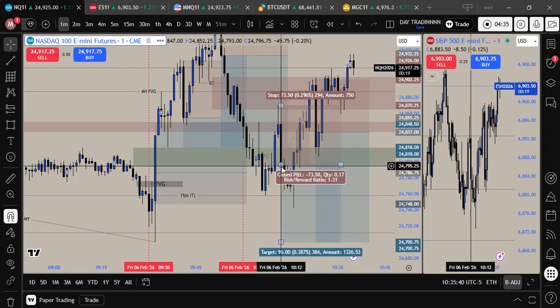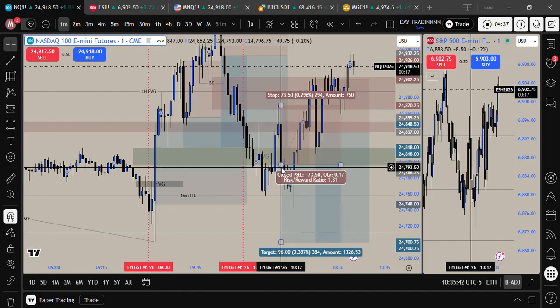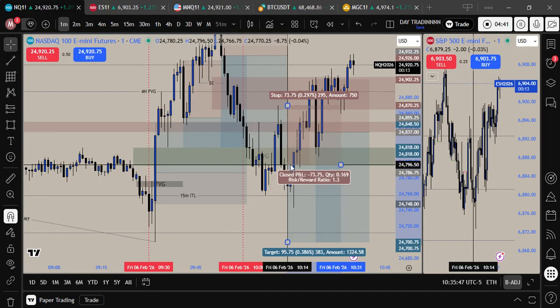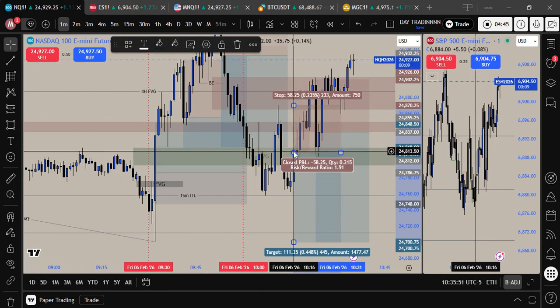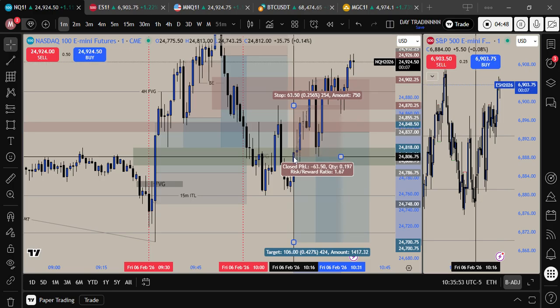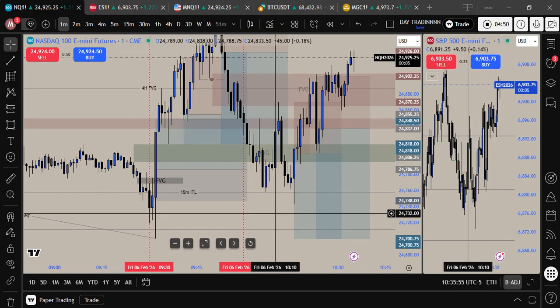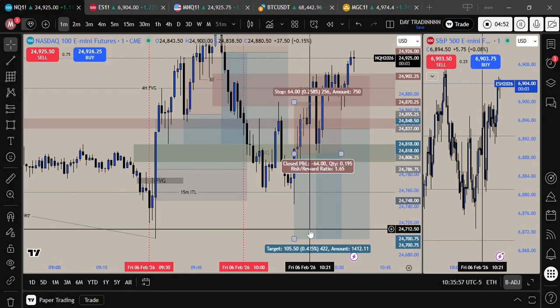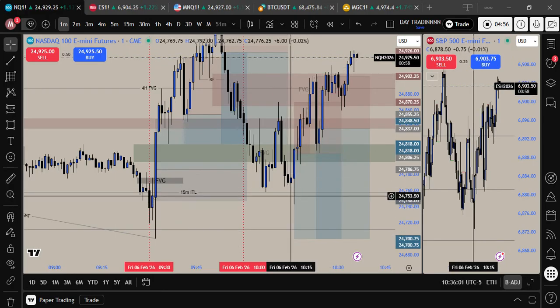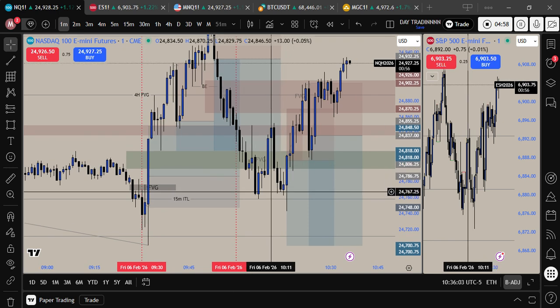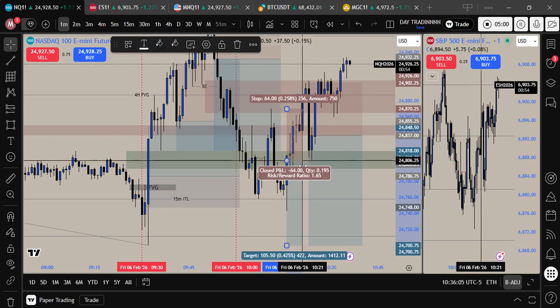But I took something different this time. I took a 2022 model. I wanted to see if it got inversed. I entered on the retest, so I entered like here, and I was targeting this low. I wanted to see if we went onto it or not. I was just testing to see if this trade would have worked or not. So yeah, it didn't work. I got stopped out.